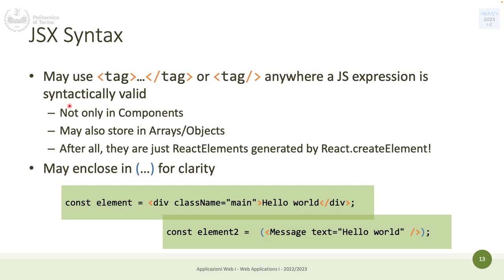Well, the JSX syntax is similar to HTML. You can use tags with minor and major, and sometimes it's enclosed in parentheses for clarity, but it's not mandatory. If you want to store a JSX element in a variable, you can put it in parentheses for clarity, but it doesn't change anything. And clearly, since JSX is just JavaScript in the end, it can be used wherever you can use any other variable, function, etc. in JavaScript, so you can assign it to a variable if you want.